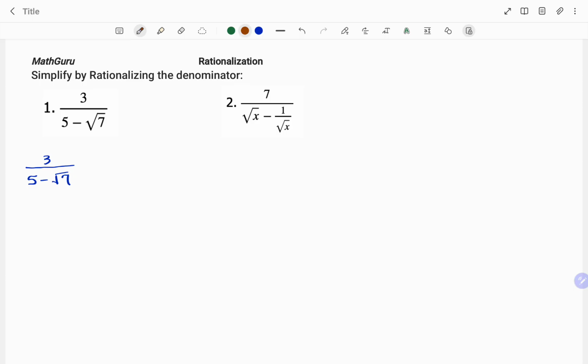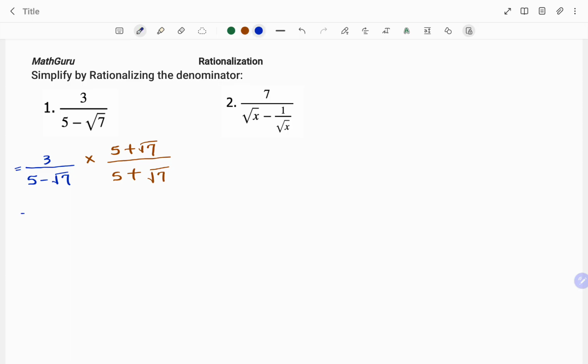What I mean by conjugate is I'm going to write my two terms for my denominator, that is 5 and root 7. To write the conjugate, I'm going to swap the sign, or change from minus to plus. And whatever you do at the bottom, you do at the top. That's 5 plus root 7.